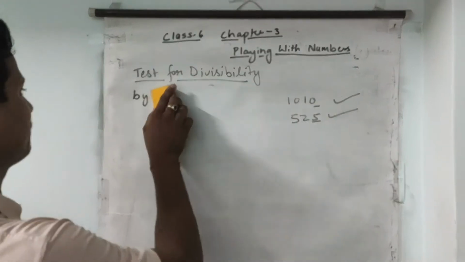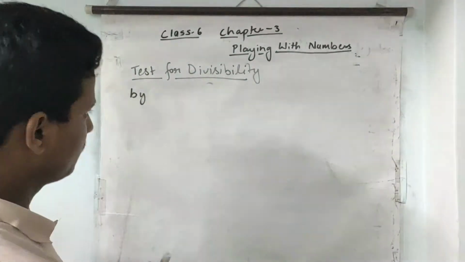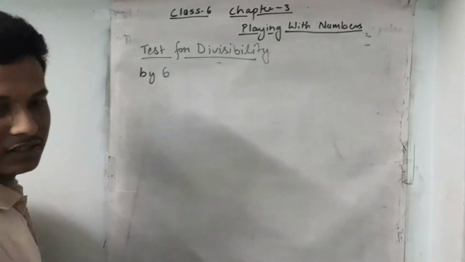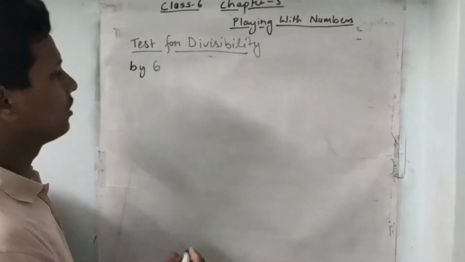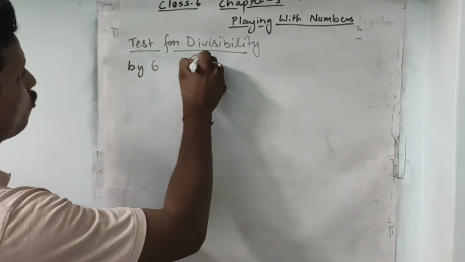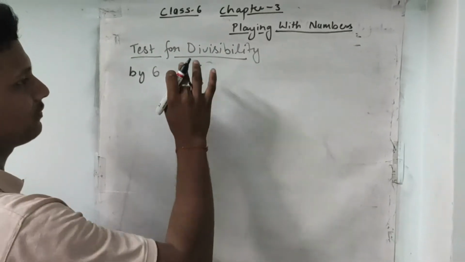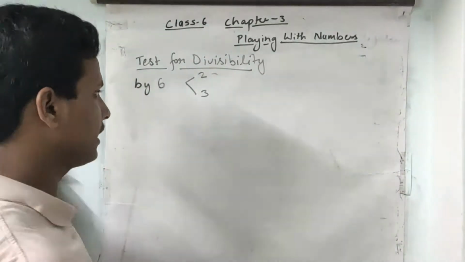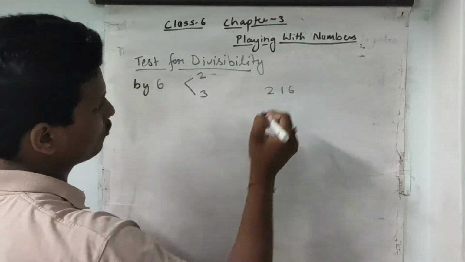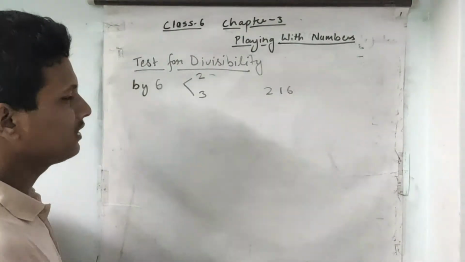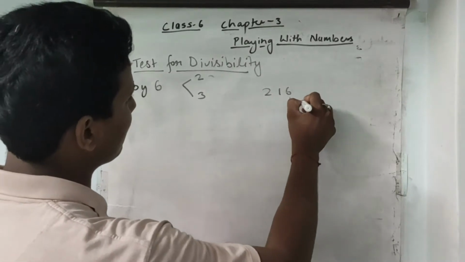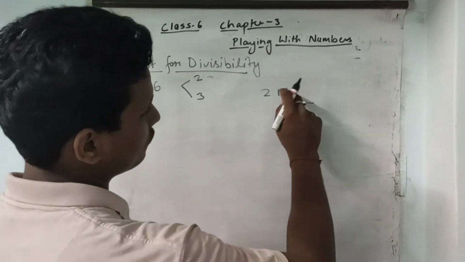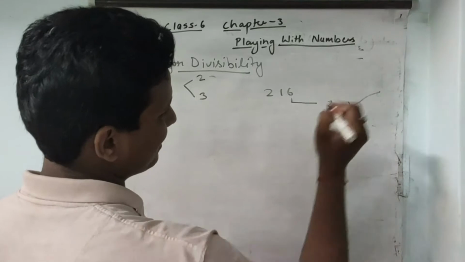Okay, next is divisibility by 6. For checking divisibility by 6, we need to check the divisibility by 2 and 3 both. If the number is divisible by both the numbers, then the number is also divisible by 6. Like again we have to check 216. For checking the divisibility by 2, last digit should be divisible by 2. So 6 is divisible by 2, that is correct.